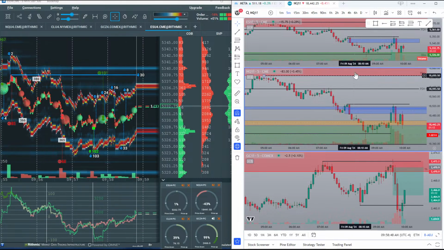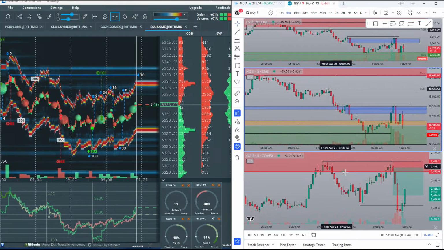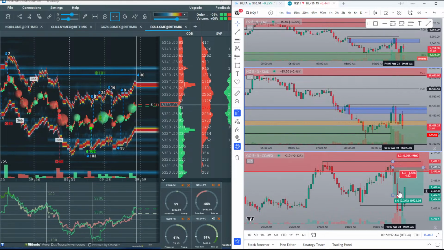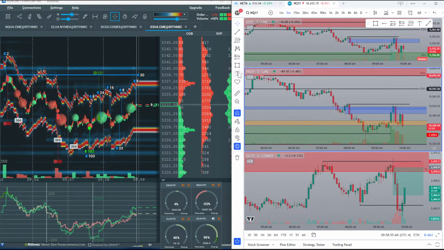So let's see how we react to this iceberg on the ES. Also, take a look at gold. Just ran right through this fair value gap right there.